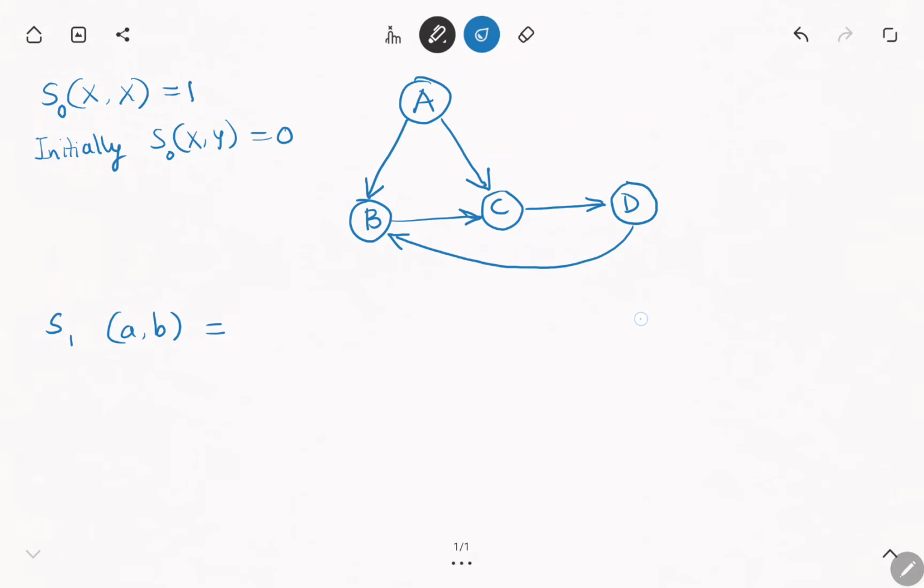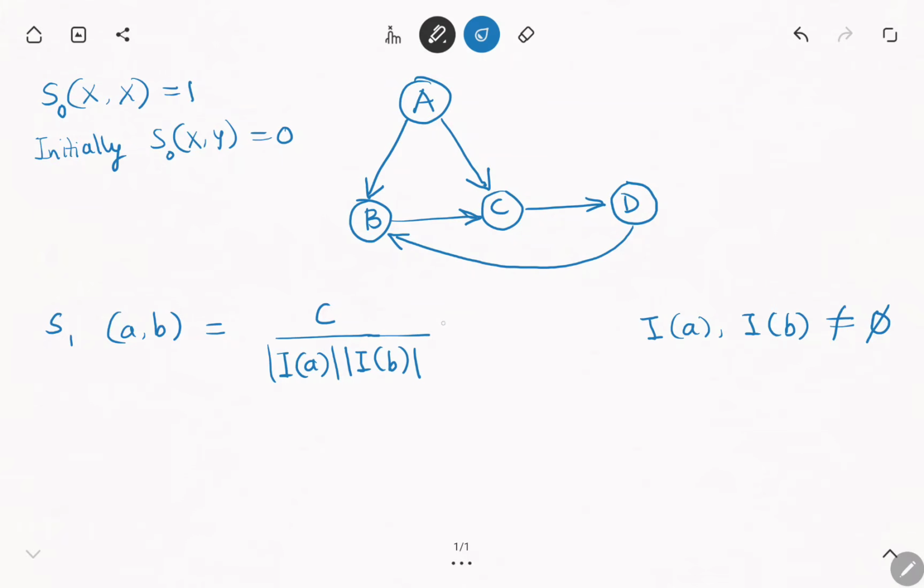So the condition is, if the in degree of A and in degree of B are not 0, they are not empty, basically I(A) and I(B) are the in neighbors of A and in neighbors of B. So if they are not empty, then we can calculate the SimRank as C, which is the decay factor, divided by the cardinality of the in set of A multiplied by the cardinality of the in set of B, multiplied by the summation over all i belonging to the in set of A, summation over all j belonging to the in set of B, S naught of i comma j.